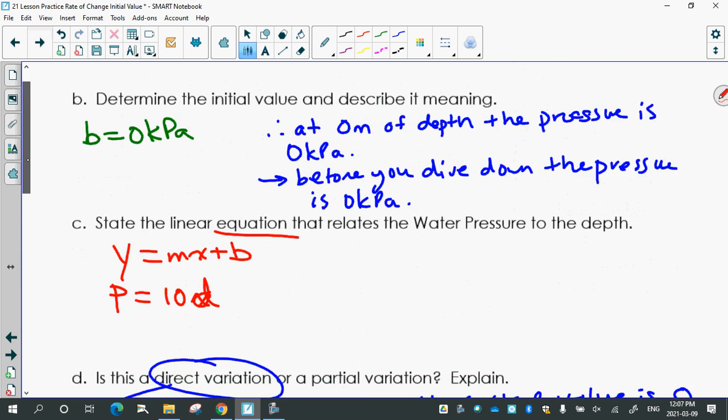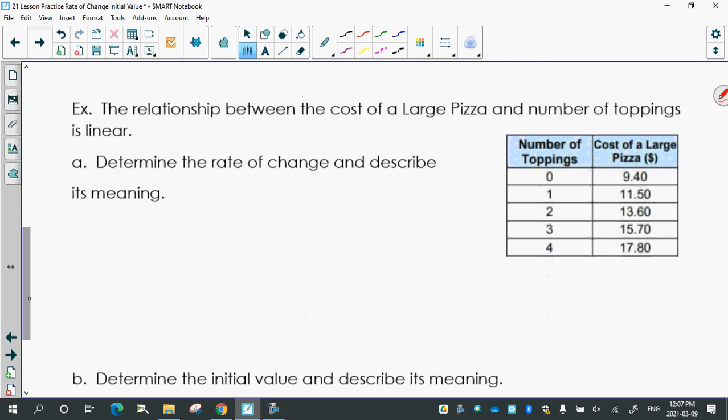All right, on to the next question. The relationship between the cost of a large pizza and the number of toppings is linear. Determine the rate of change and describe its meaning. Do you know how to do this one? Determine the rate of change and describe its meaning.